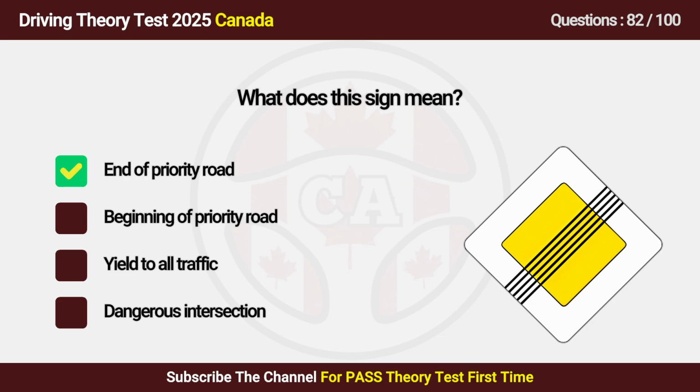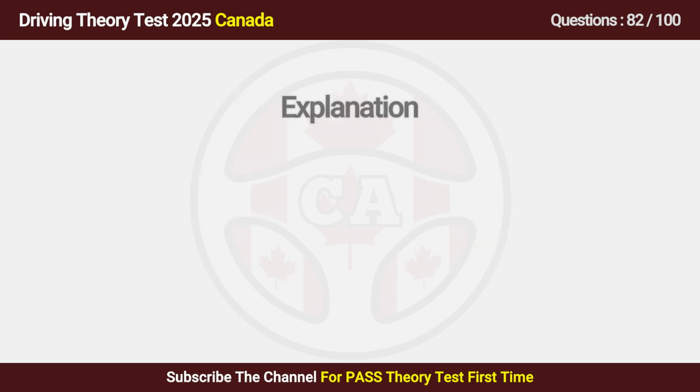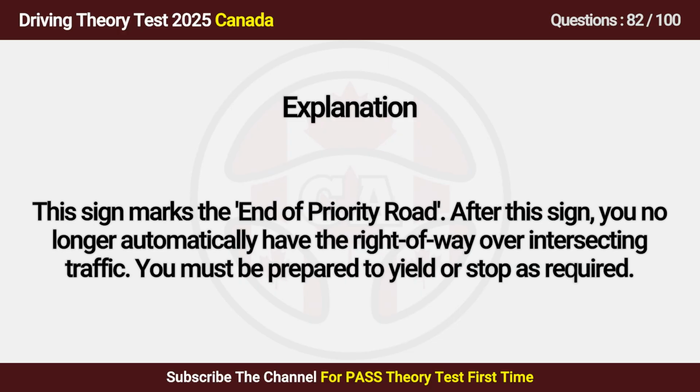Answer is A. End of priority road. This sign marks the end of priority road. After this sign, you no longer automatically have the right of way over intersecting traffic. You must be prepared to yield or stop as required.